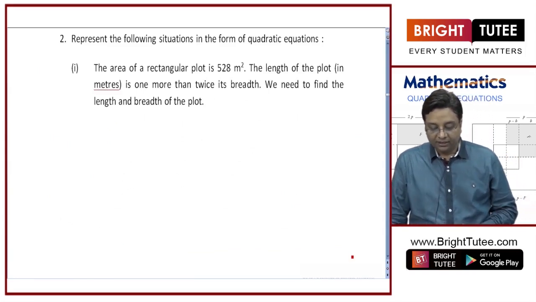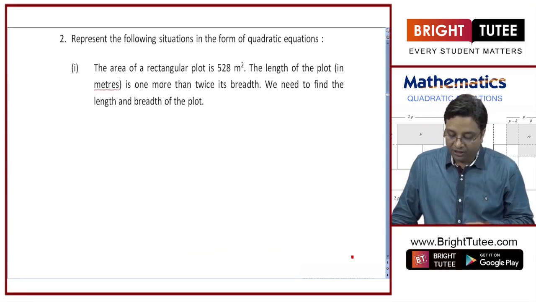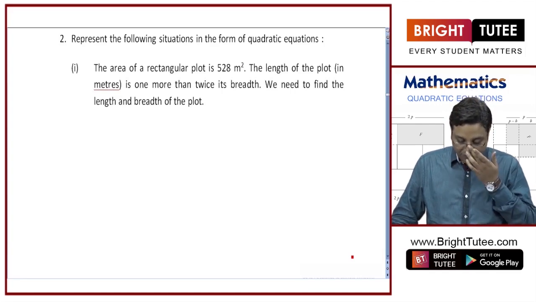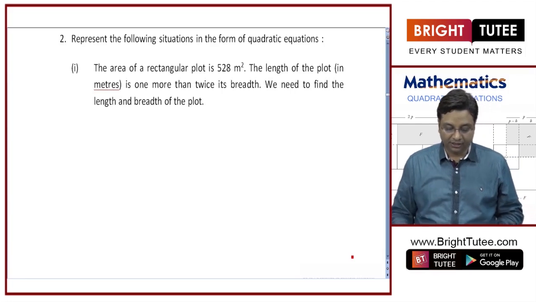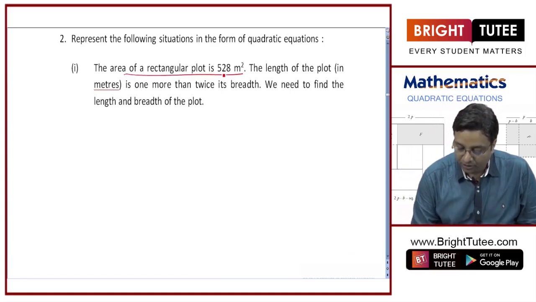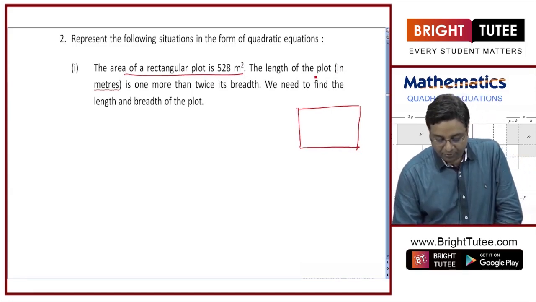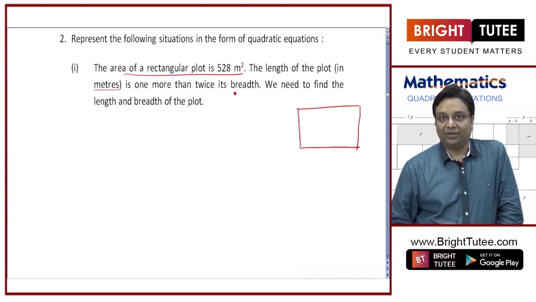Okay, let us see what this question asks us. Represent the following situations in form of quadratic equations, right? We just need to represent this situation in form of a quadratic equation. This is what the question is asking. So area of a rectangular plot is 528 meters square. Let's make a rectangular plot. Let us say this is my rectangular plot. Length of the plot in meters is one more than twice its breadth.